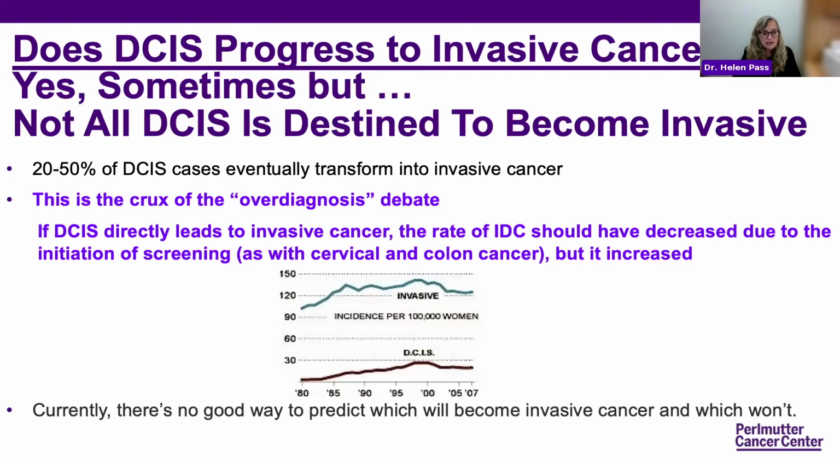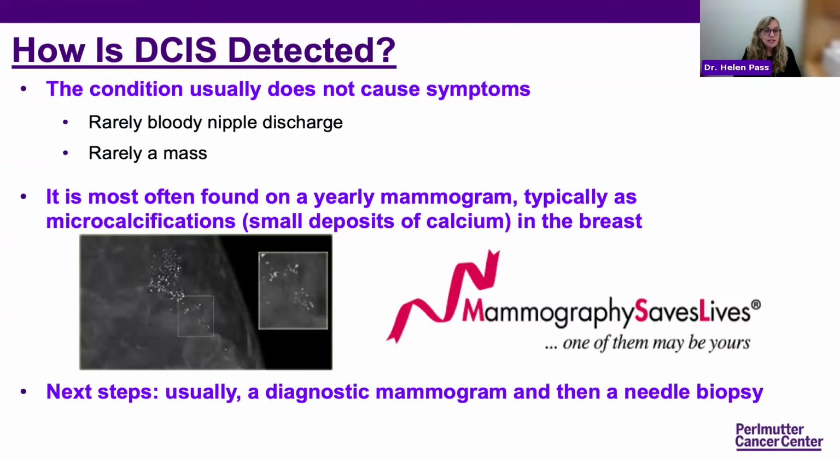And we know that because if we started screening and finding more non-invasive cancer and treating it, the rate of invasive cancer should have gone down, but actually both have increased. We know from our colon cancer and cervical cancer screening, when we find these early polyps and in situ cancer, we are seeing a decrease in invasive cancers later. Our biggest problem, and really the focus of a lot of research right now, is trying to figure out which DCIS is never going to cause a problem and which DCIS will eventually become an invasive cancer, so we can right-size our treatment recommendations.